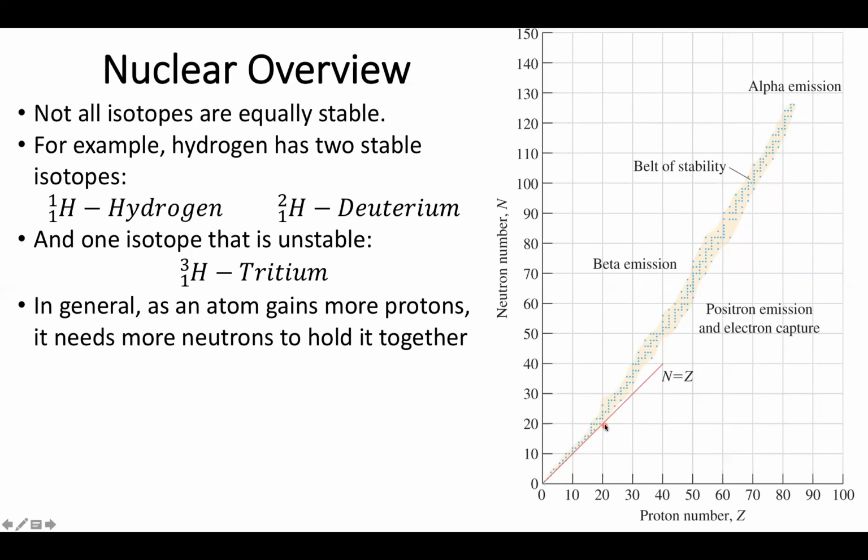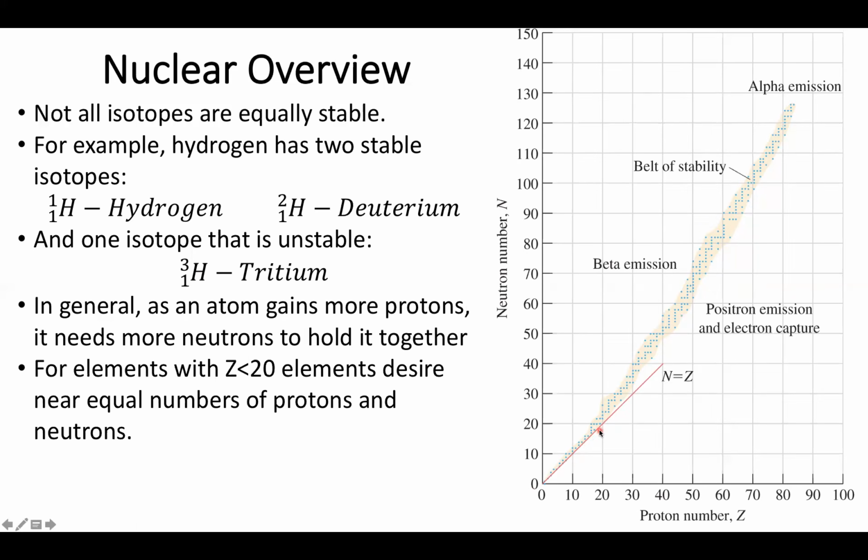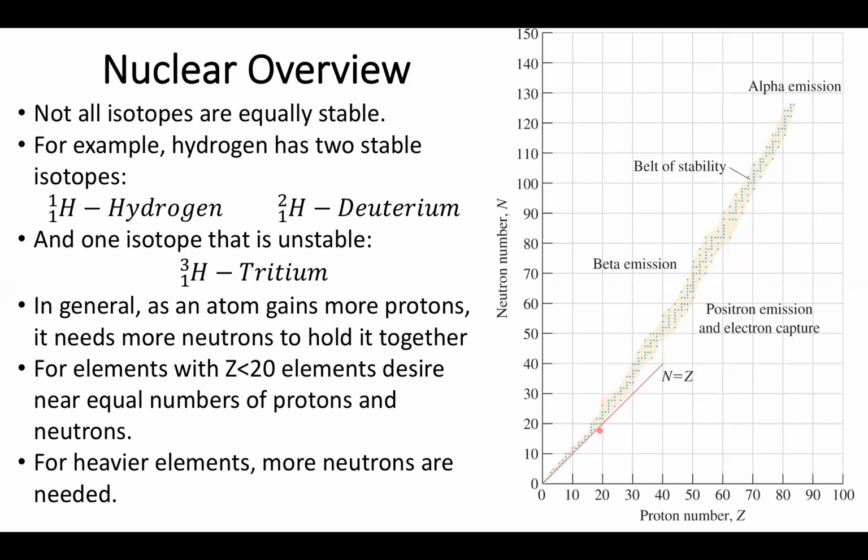So for low elements, up to 20 protons, a 1-to-1 ratio of neutrons to protons tends to work pretty well. However, after this point, we tend to need a lot more neutrons. And the way I like thinking about this is that building a nucleus is a lot like building a brick wall. The protons are our bricks. They define what our wall is. But as I gain more and more bricks, I need more and more mortar to hold the system together.